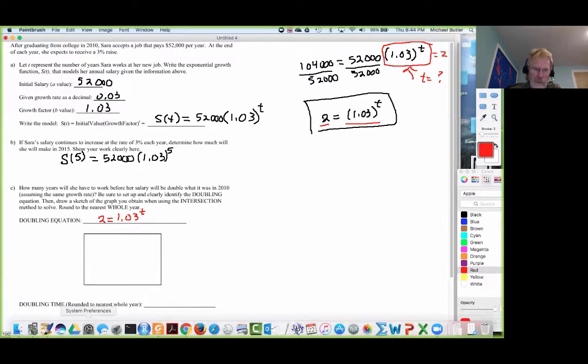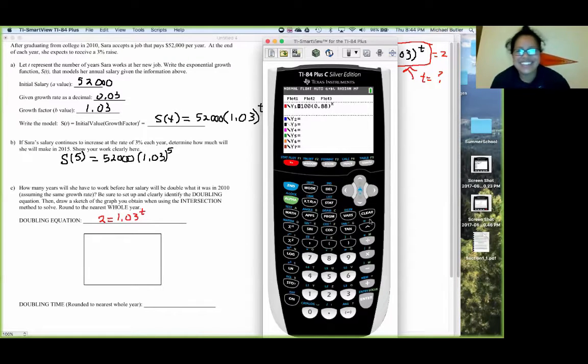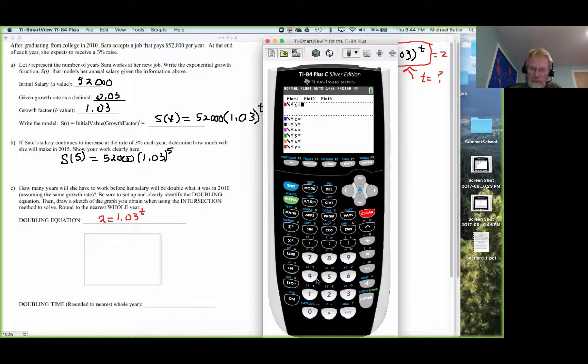I'm going to use my fancy schmancy one. I have the color TI, correct? Yeah, I didn't do that right. That's okay. So we're going to come in here, we're going to clear this out, and let's put in 2. Doesn't matter what order you put them in.